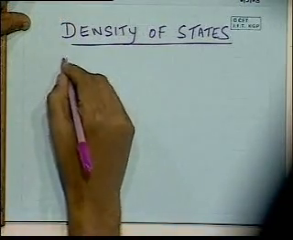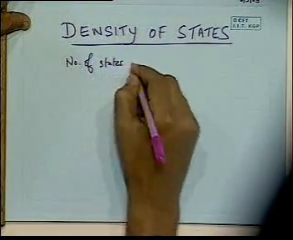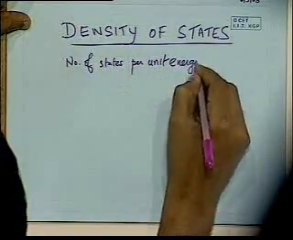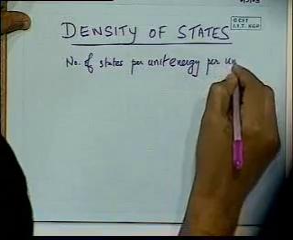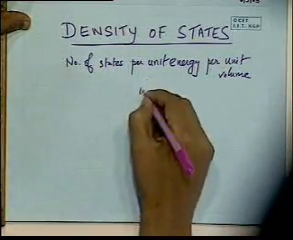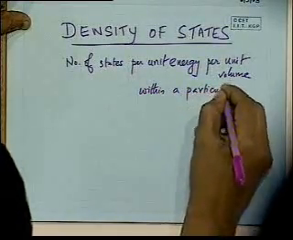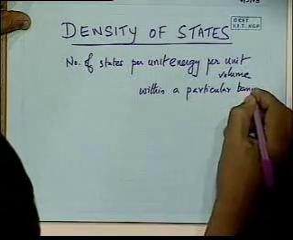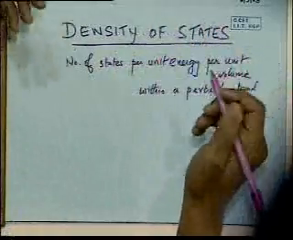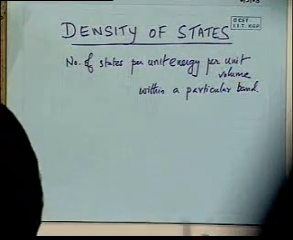So we may define the density of states as the number of states per unit energy per unit volume, within that particular band, of course. So there are these, say, 10 to the power 22, 23 levels that we saw in the last class. So many levels are there. How they are distributed is what we'll try to get at today.